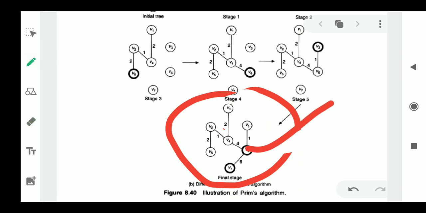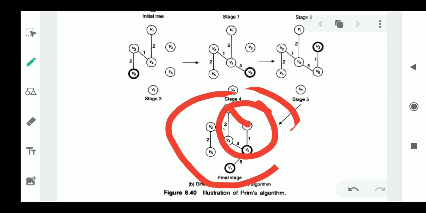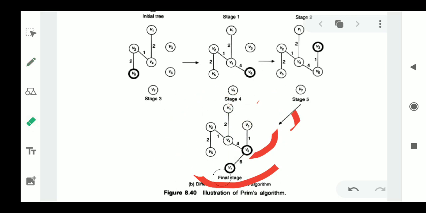Each and every part you observe here: is there any circuit? What do you mean by circuit? If I connect a node from V1 to V3, here it forms a circuit, right? It forms a closed loop. A closed loop should not be there. So make sure that you do not have any closed loops, and all the vertices which are given in the graph must be present. All the 7 vertices must be there: 1, 2, 3, 4, 5, 6, 7. All the vertices are there.